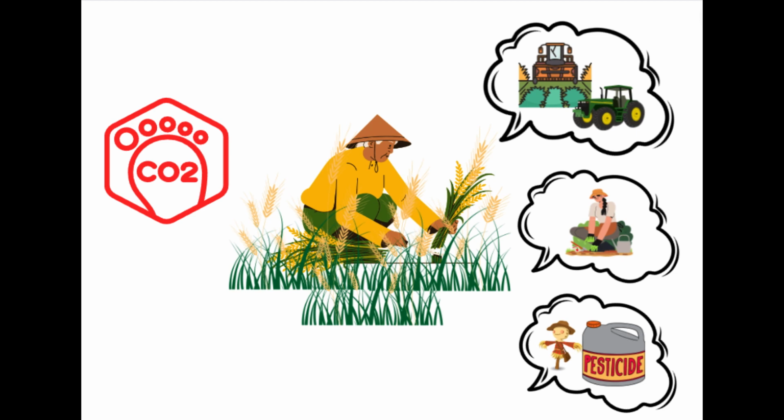Clearing of our forests releases carbon dioxide into the atmosphere as trees store carbon as biomass. Similarly, the production of synthetic fertilizers releases nitrous oxide into our atmosphere. The use of fossil fuels in agricultural operations such as machinery and transportation can also release carbon dioxide.